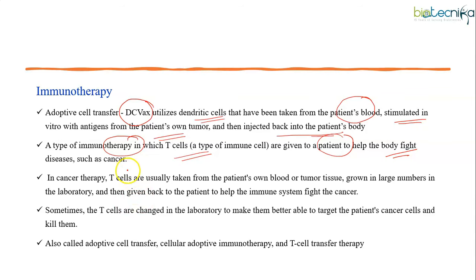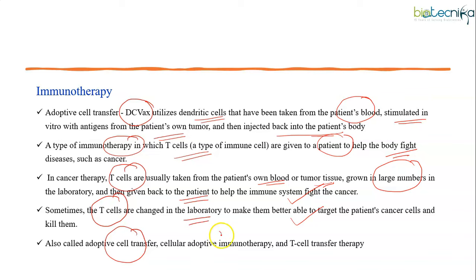So what happens in cancer therapy? T cells are taken from the patient's own blood or tumor tissue, grown in vitro in large numbers in the laboratory and then given back to the patient to help the immune system fight against cancer. In certain cases, the T cells are also changed in the laboratory to make them better able to target the patient's cancer cells and kill them. So this therapy is otherwise known as adoptive cell transfer, cellular adoptive immunotherapy, or T cell transfer therapy.